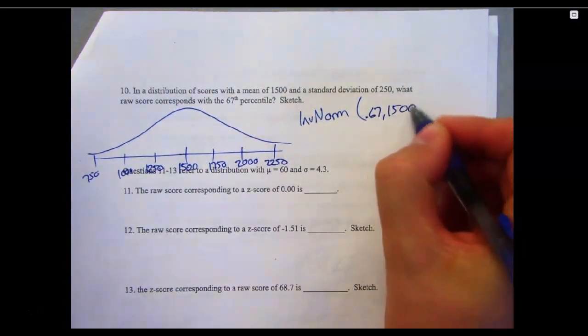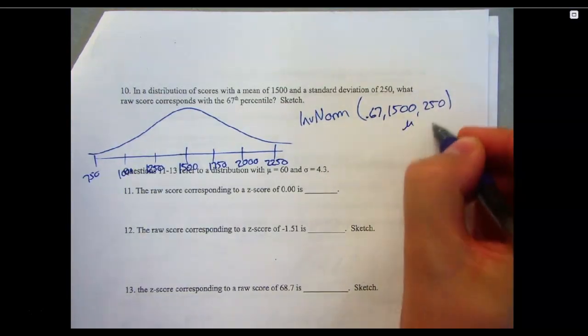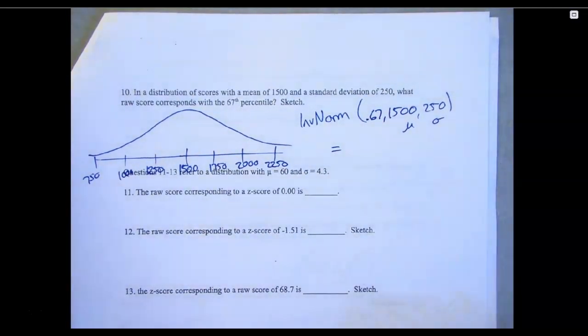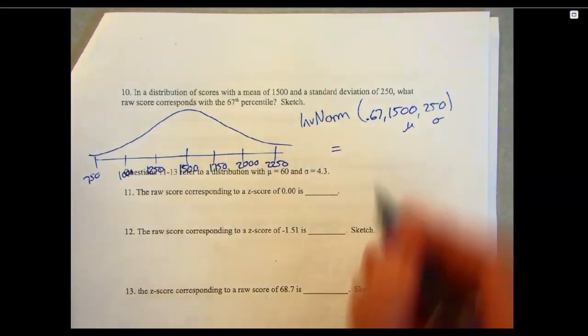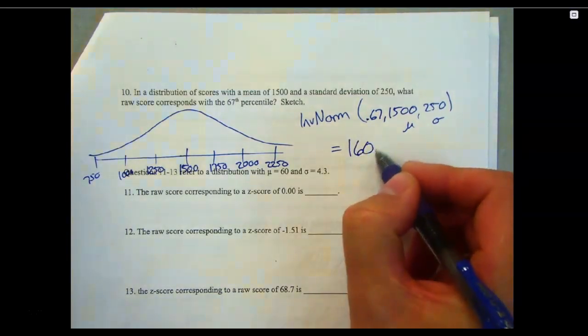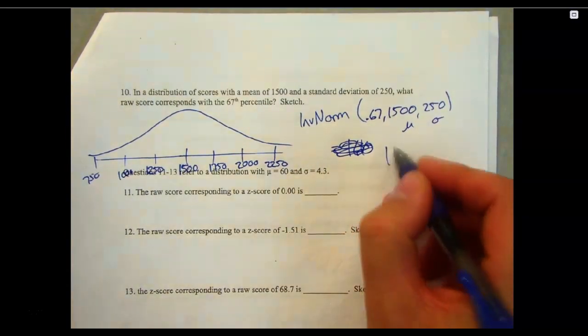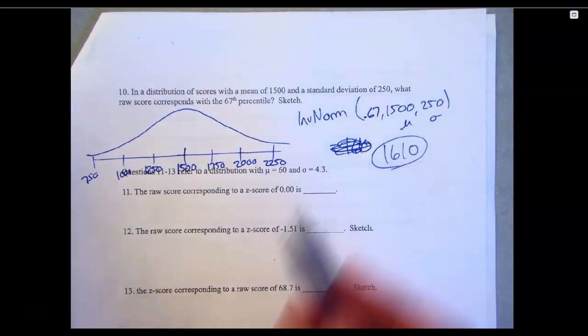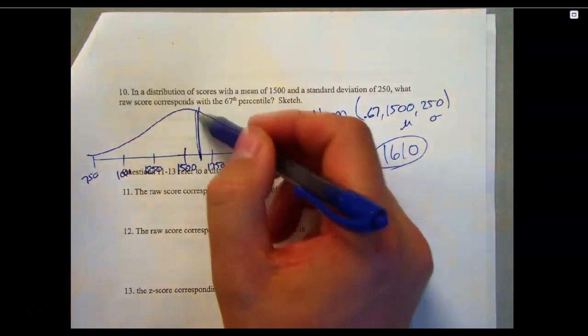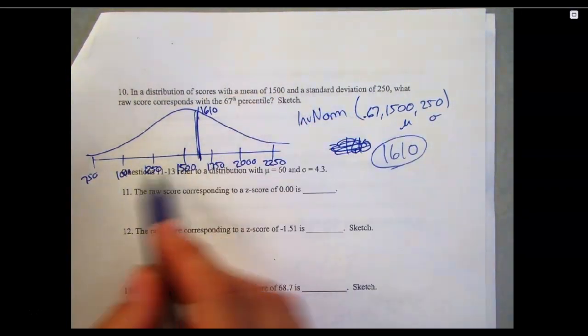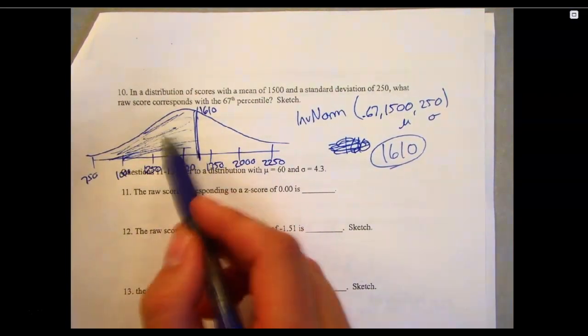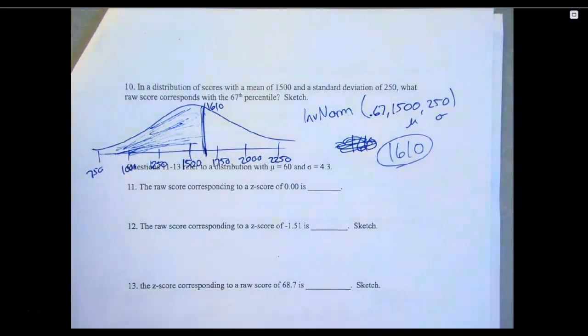0.67, the mean, the standard deviation. I get like 1610 basically, 1609.97. So I would go over to sketch it, I would go somewhere over here, a little bit bigger than 1,500 in shade, and that looks reasonable to me, that would be 67%. A little bit to the right of the mean, that matches up.